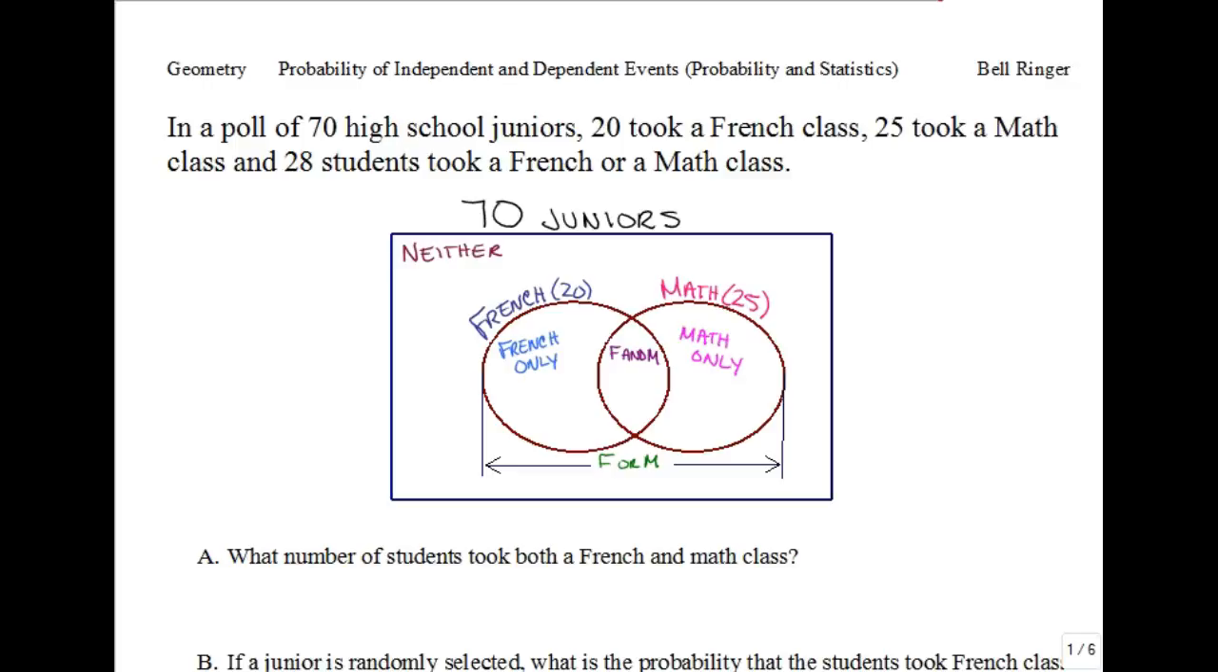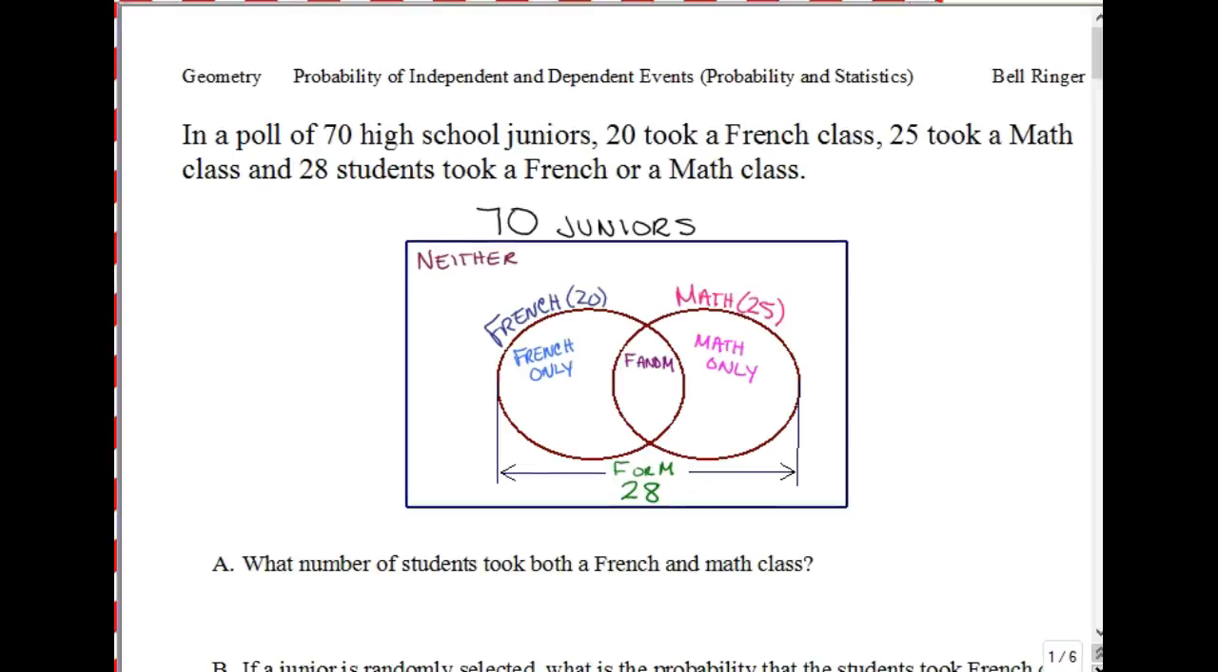The next thing is to figure out where the 28 students belong. Well, it says 28 students took French or math, so the 28 belongs in the or part. The next thing that we should focus on filling out is the and statement.